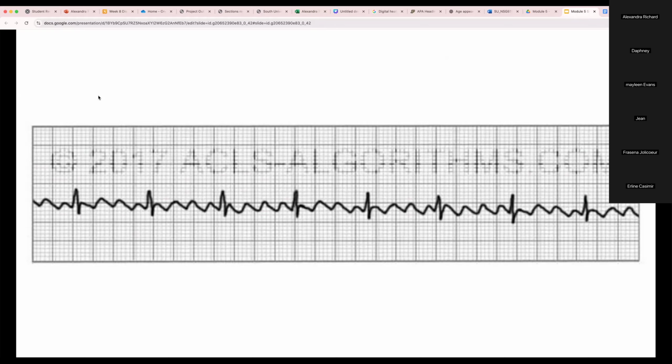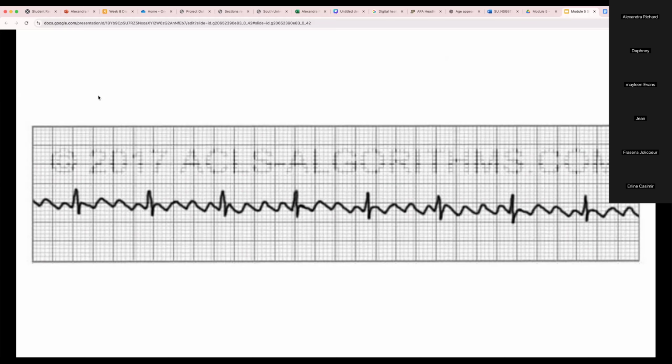This is a flutter. And remember, though, they look like shark teeth, right? Those F waves, those flutter waves, they look like shark teeth. And I shudder when I see a flutter. Why? Because it looks like shark teeth. That's how I remember it.